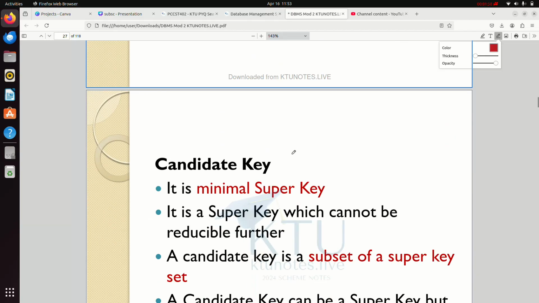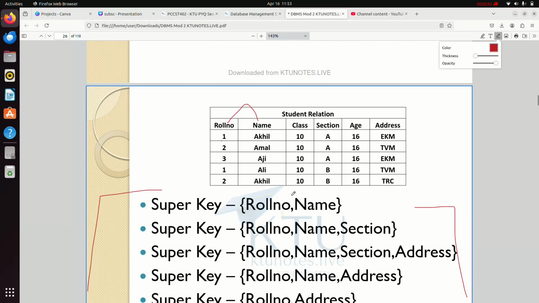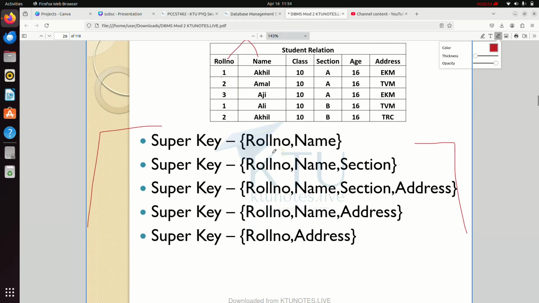Now what is a candidate key? The class is always the same for everyone, and age is also the same, so we cannot use class and age. You can use roll number, name, section; you can use roll number, name, address; or roll number, section; roll number, address. Understood? These are the things you can use. But class and age we cannot use because they are the same for everyone.